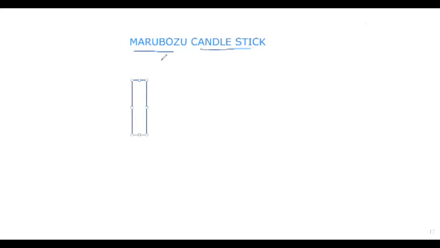Almost where it opened, that is the low, and the close is the high. Close is equal to high. There is no upper shadow or lower shadow. According to the theoretical part, it is called a Marubozu candlestick. If open is equal to low and close is equal to high, we call it a Marubozu candlestick. This is a bullish Marubozu candlestick.